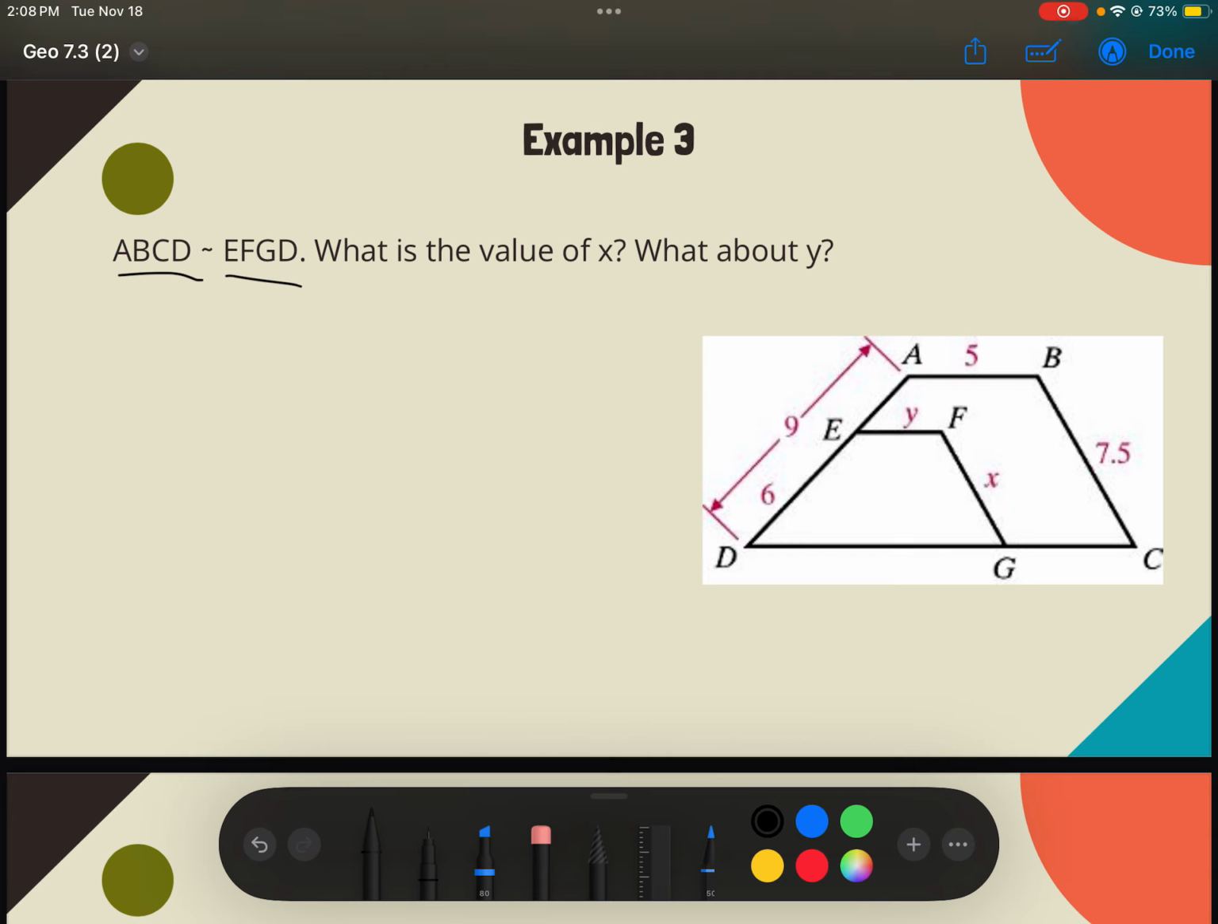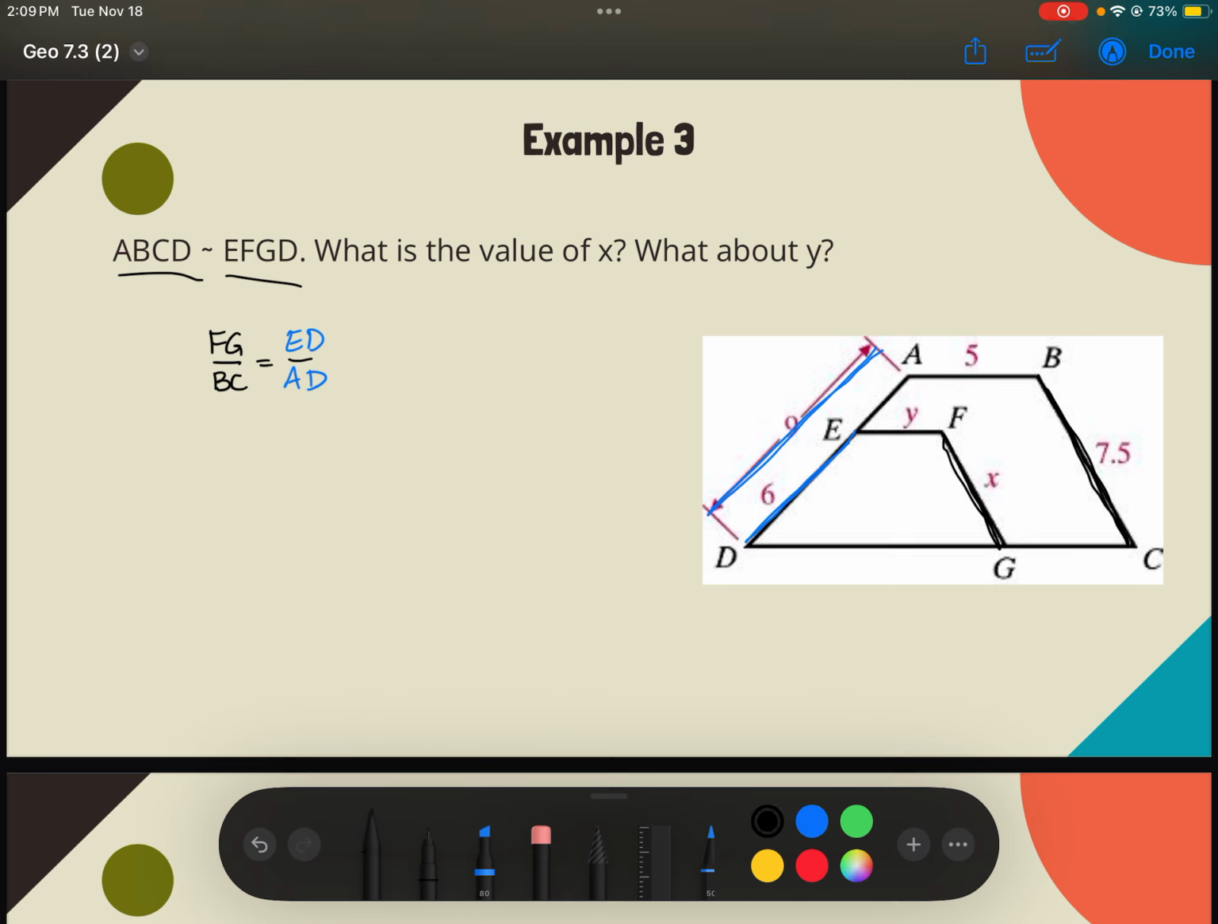What about y? So for this problem, to solve for x, I do want to use a similarity statement. I want to write a proportion. So I know that FG, or x, it looks like it's corresponding with BC over there. So I can say FG over BC equals some other set of sides. Here I want to use some that I know. So I think I'm going to use ED, and then I'm going to use AD. All right, so I'm going to say this is equal to ED over AD.